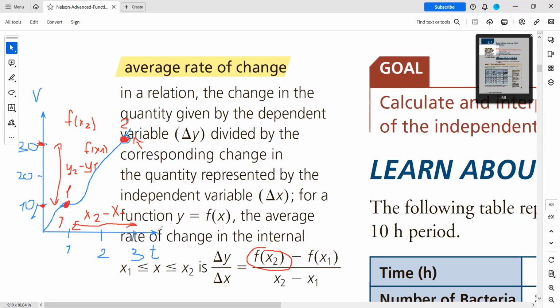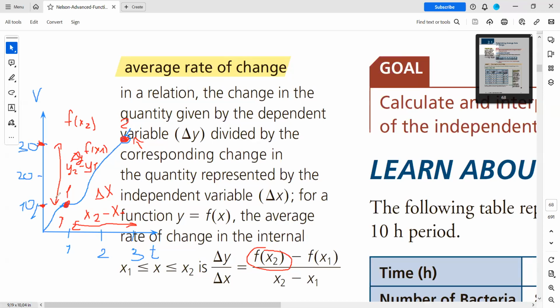So now I have my difference in x-axis, or delta x. This symbol can be read as delta, or basically it means difference. And this is going to be my delta y, difference in y-axis. So how do I evaluate my average rate of change? I find a ratio of how my function changes with respect to how my independent variable changes.